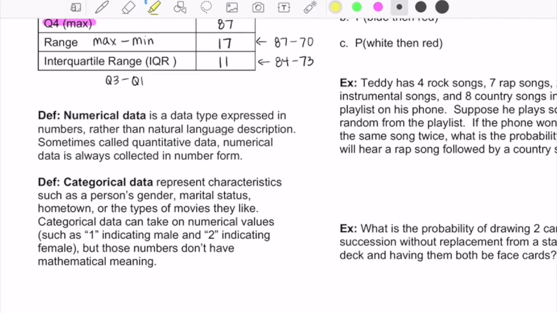So numerical data is data that's expressed in numbers rather than using language or categories. Sometimes numerical data is referred to as quantitative data. Categorical data represents characteristics, and so some examples here are given. A lot of times when we're talking about these two types of data, we'll say that numerical data is numbers and categorical data is words, and so that might help you understand the difference between them.